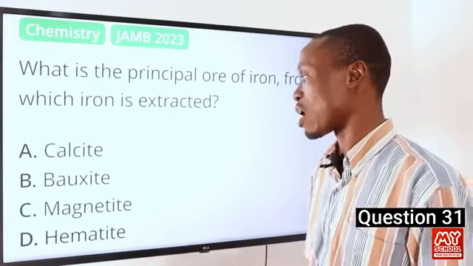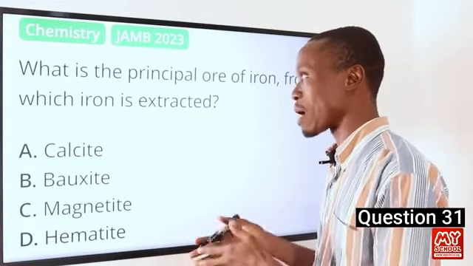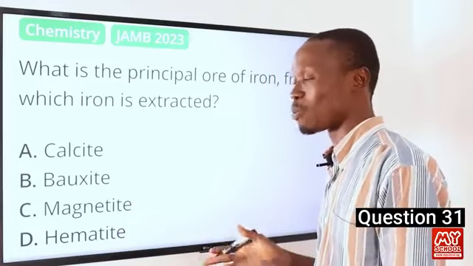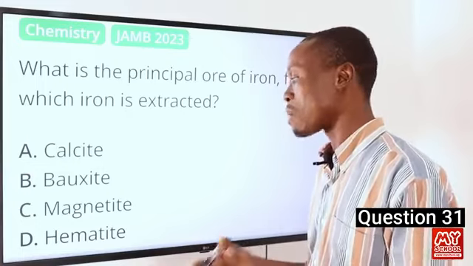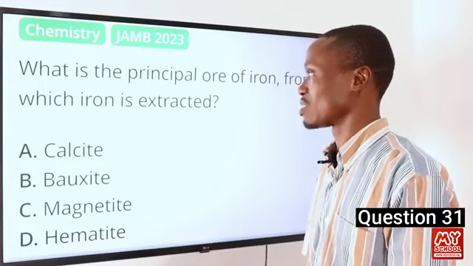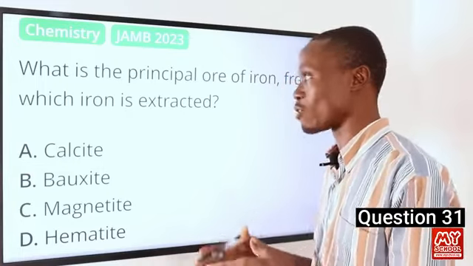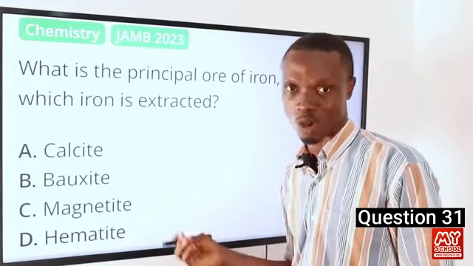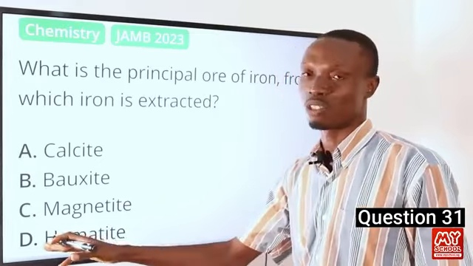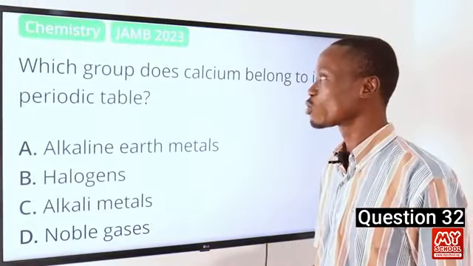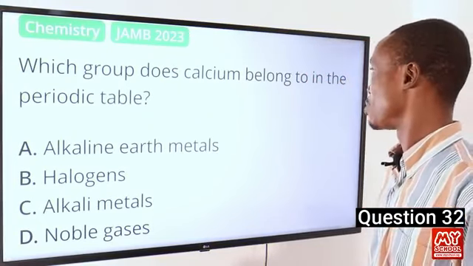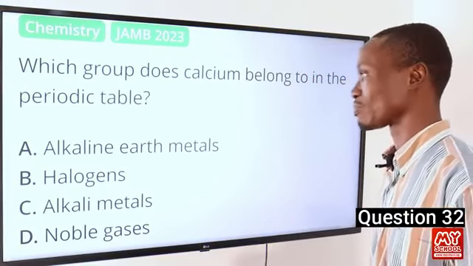Then C, we have magnetite. Magnetite is an ore of iron, but it's not the principal ore of iron. Then we have D, hematite. Hematite is actually the principal ore of iron from which iron is extracted. So the answer to this question is option D, hematite. Question 32. Which group does calcium belong to in the periodic table?